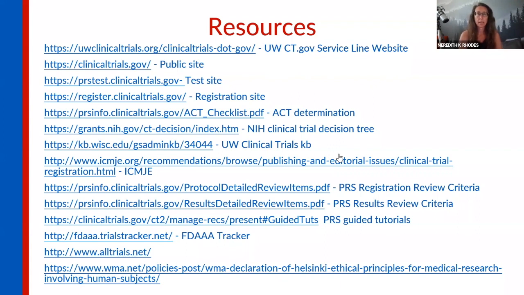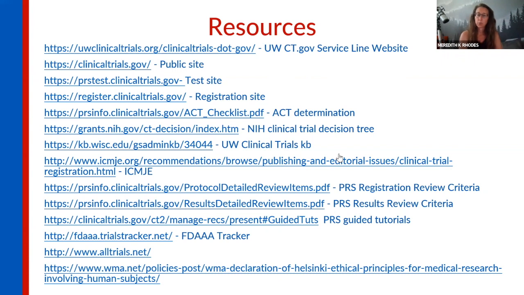We recommend any interventional study have a record per ICMJE guidance as a contingency of subsequent publication. So starting there, I guess the main criteria for whether or not it needs a record or would be recommended to have a record at the UW would be, is it an interventional or observational trial? There are certain observational trials that are required to have a record.